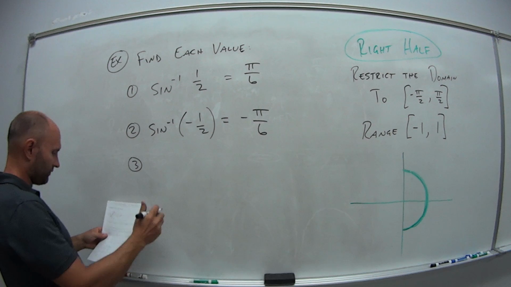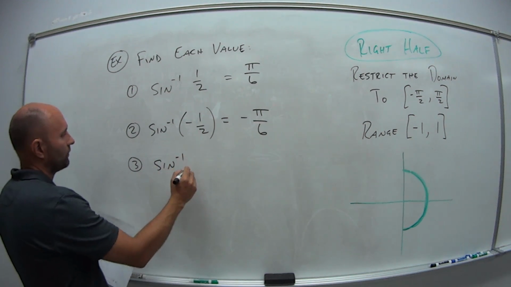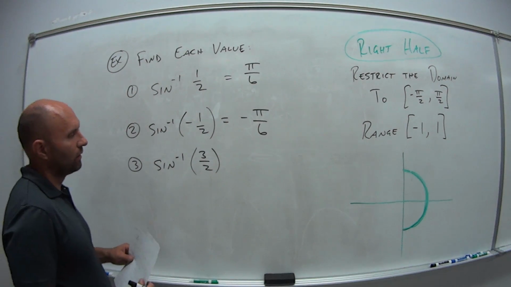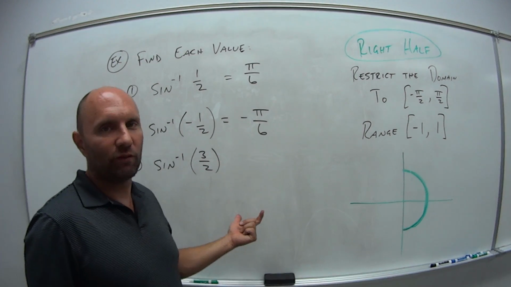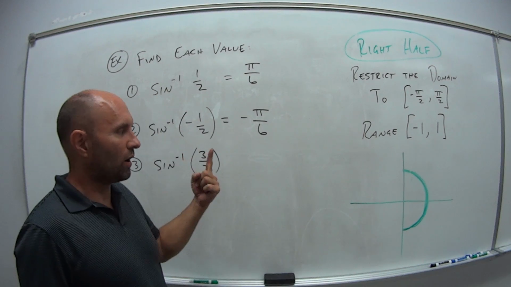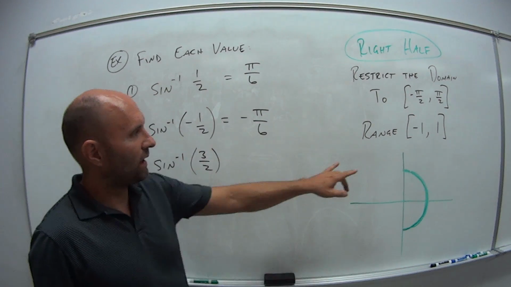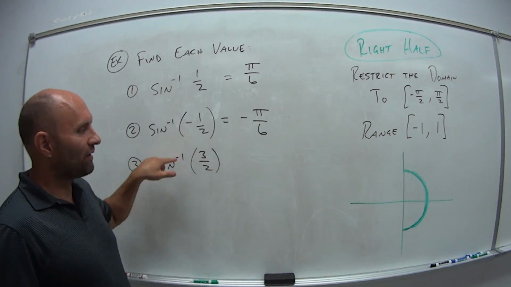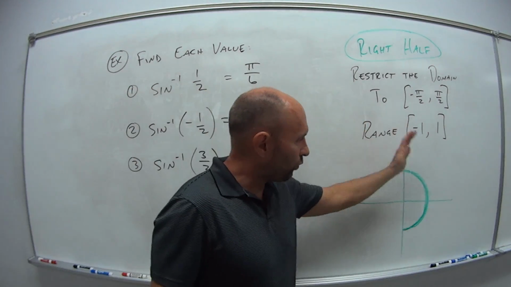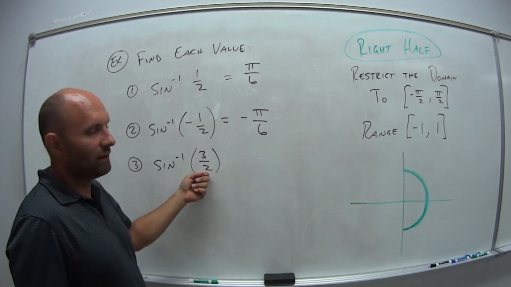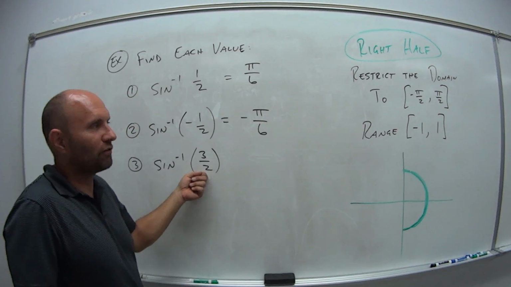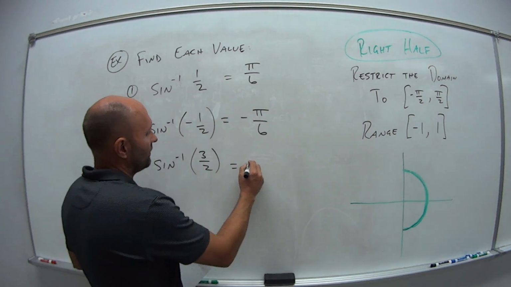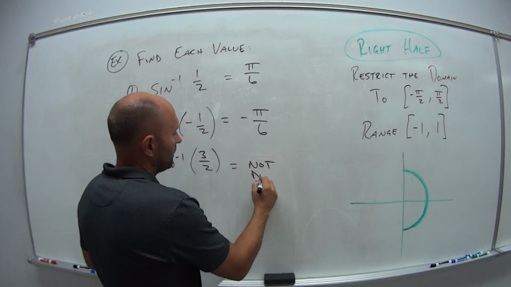And third, what if I have sine inverse of 3/2? Well, this is the unit circle, right? Unit circle means what? 1. Which means that the values in our range we know are -1 to +1. I don't have any value on the right half of my unit circle that would ever get me 1.5, because the biggest value I ever have on the unit circle is 1. So we say it's not defined.